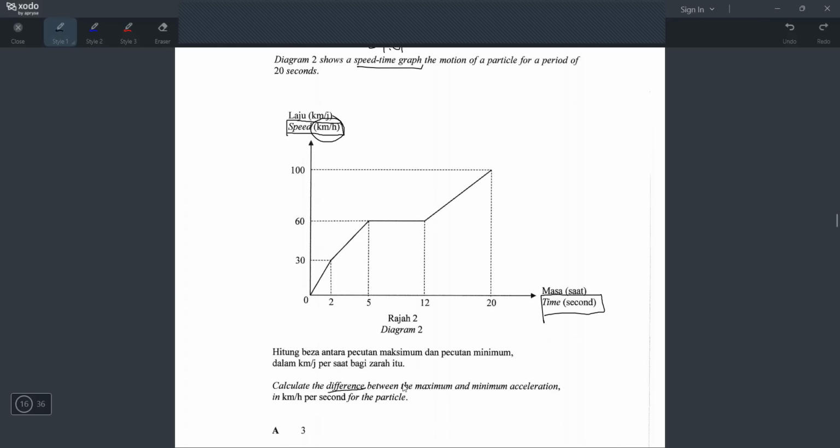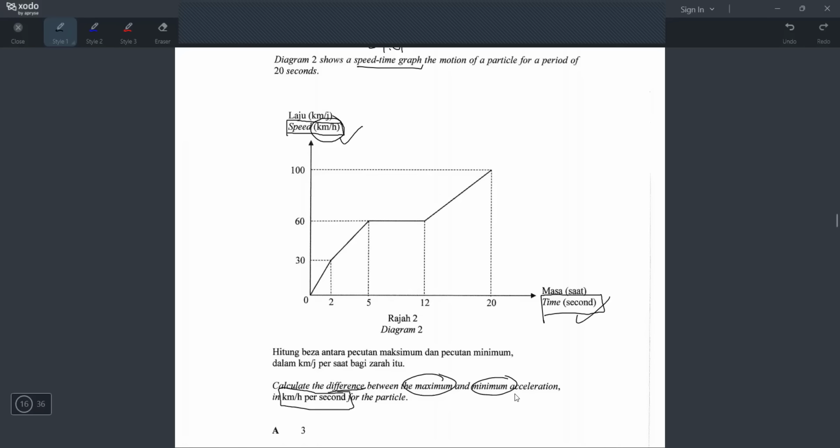Calculate the difference between the maximum and minimum acceleration in kilometer per hour per second for the particle. So when we are doing this kind of question, the unit is always very important. The unit is a big thing. You have to always look out for the unit. So kilometer per hour per second means I don't have to change anything. I don't have to change any unit already. Because if they want the acceleration in kilometer per hour per second, it means you straight away take this and you take this and that's enough already.